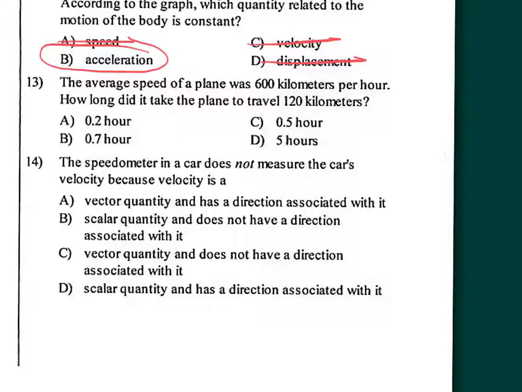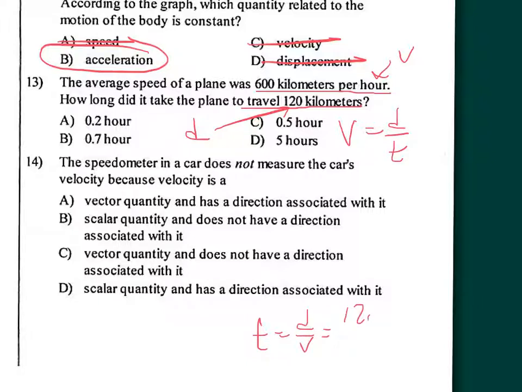The next question talks about a plane that has a speed of 600 kilometers per hour. How long would it take the plane to go 120 kilometers? So you're going to use v is equal to d over t. This is my v. This is my d. So to solve for this, I'll work it out down here. You're going to have time is equal to distance over velocity, which would be 120 kilometers over 600 kilometers per hour, and that's going to work out to be choice A.